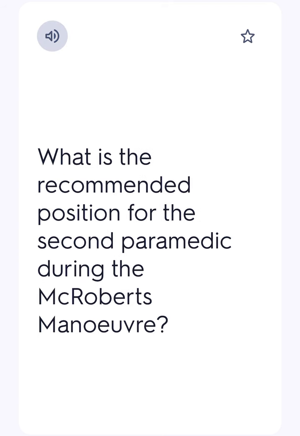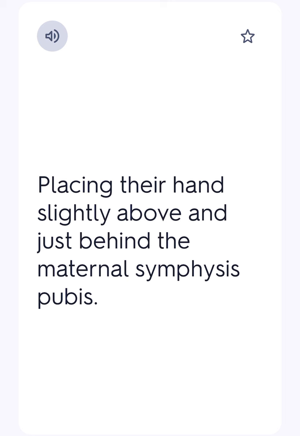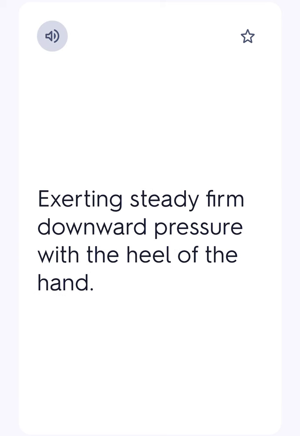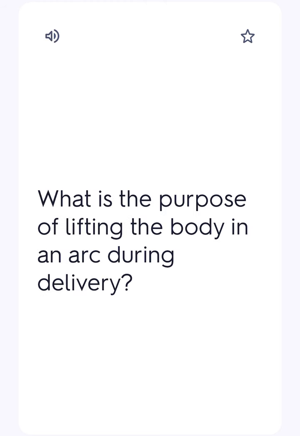What is the recommended position for the second paramedic during the McRoberts maneuver? Placing their hands slightly above and just behind the maternal symphysis pubis. What is the recommended action for the second paramedic during the McRoberts maneuver? Exerting steady firm downward pressure with the heel of the hand. What is the purpose of lifting the body at an arc during delivery?